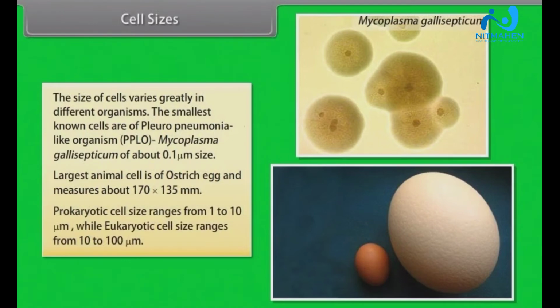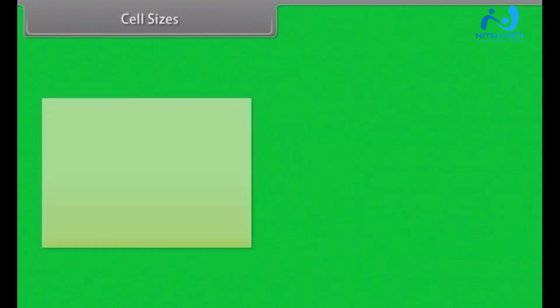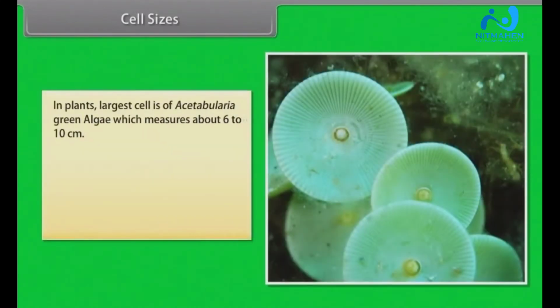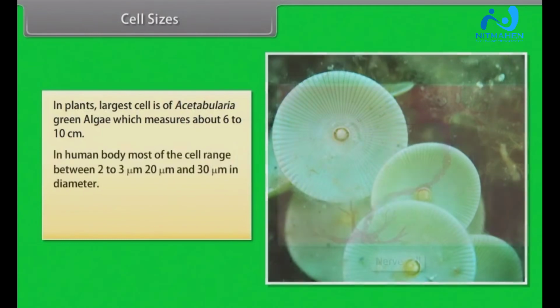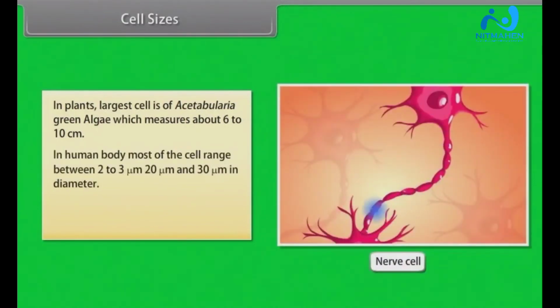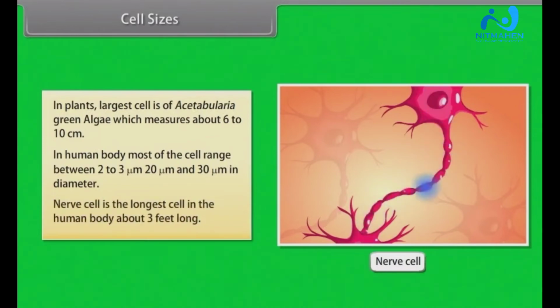Prokaryotic cell size ranges from 1 to 10 micrometer, while eukaryotic cell size ranges from 10 to 100 micrometer. In plants, the largest cell is of Acetabularia, a green algae, which measures about 6 to 10 centimeter. In the human body, most of the cells range between 2 to 3 micrometer, 20 micrometer and 30 micrometer in diameter. The nerve cell is the longest cell in the human body, about 3 feet long.